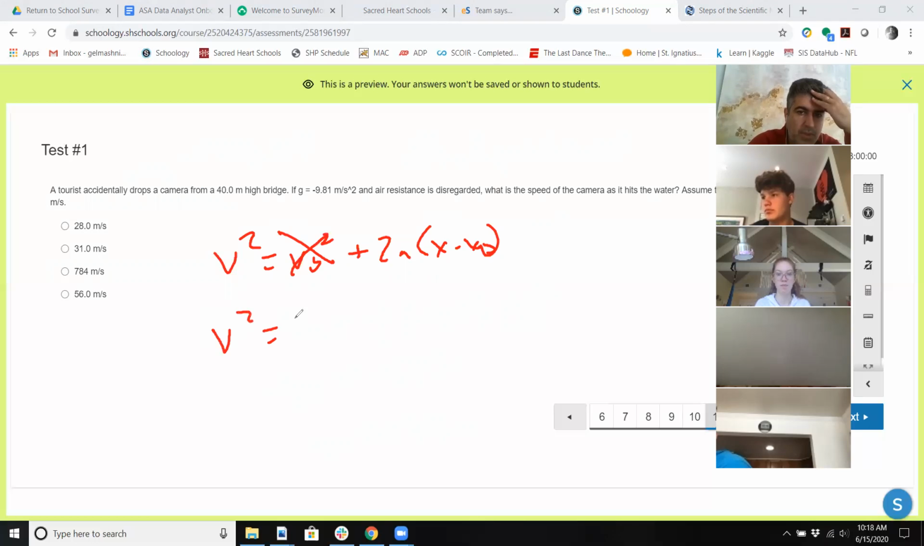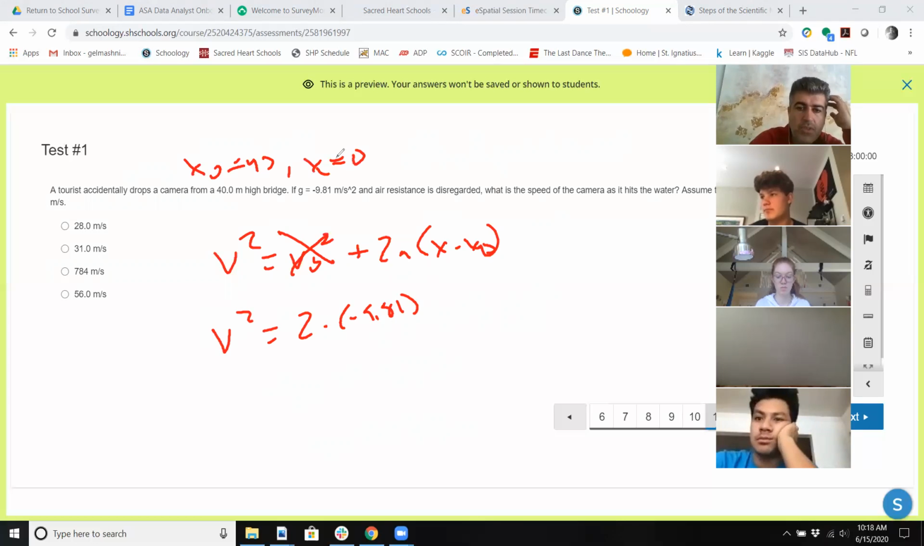So v squared equals 2 times negative 9.81. And you're going to say times negative 40 because your initial height was 40, and your final height is 0 because you're on the ground now. So it's actually times negative 40. Otherwise, you're going to get an imaginary number, right?